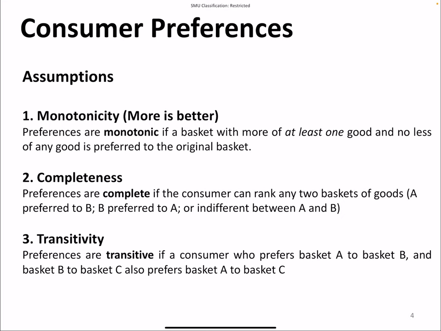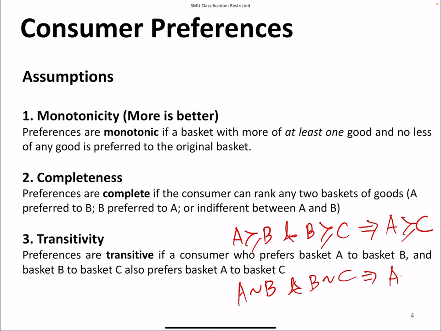And transitivity is also very natural. If you prefer A over B and B over C, then this means you prefer A over C. Or you can also put the equality sign. If you are indifferent between A and B, and B and C, this means that A and C give you the same happiness. So all these three things are very natural.